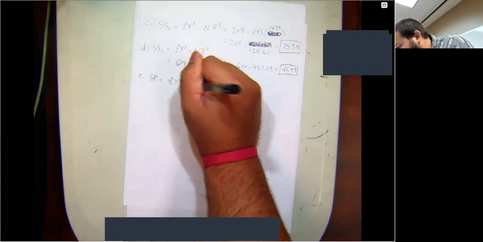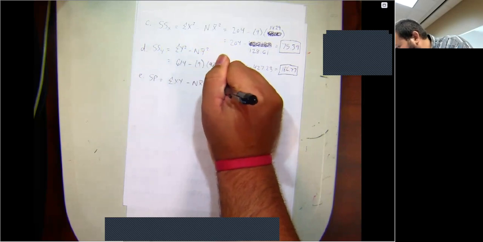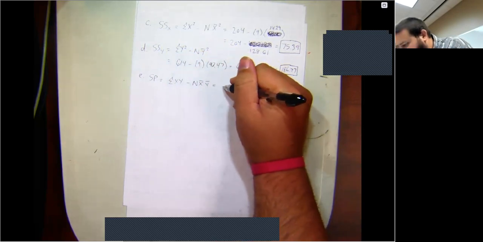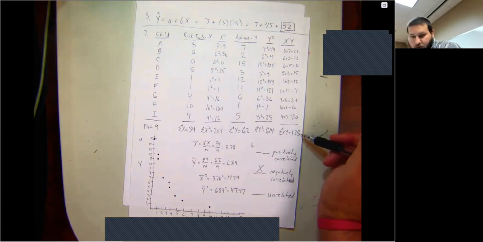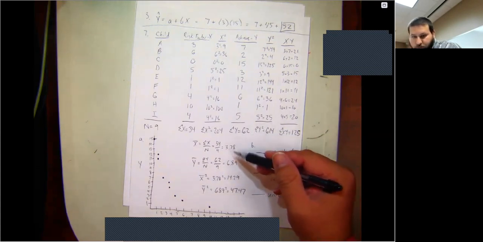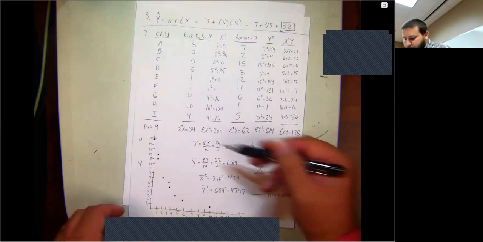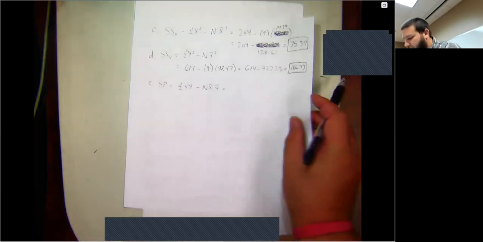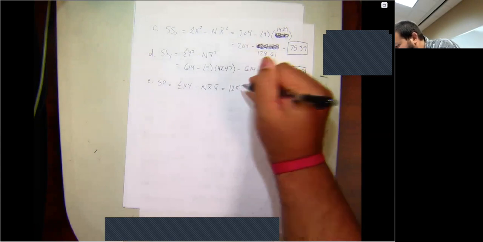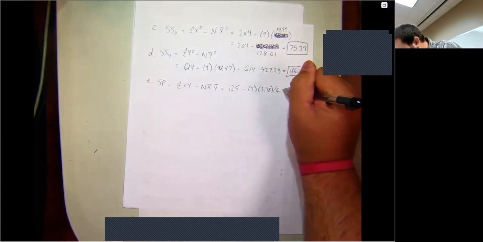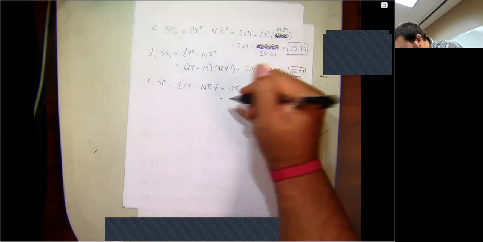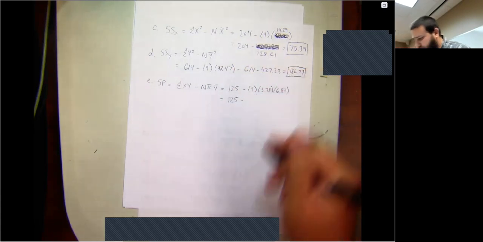Sum of x times y minus n times x bar times y bar. Sum of xy is 125. Pull that from over here. 125. X bar 3.78, y bar 6.89, and n is obviously 9. So 125 minus 9 times 3.78 times 6.89. That's 125 minus the whole sum.